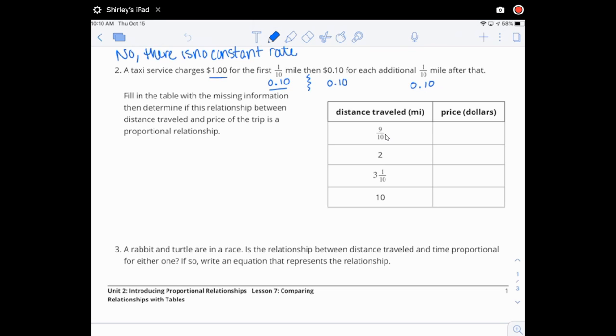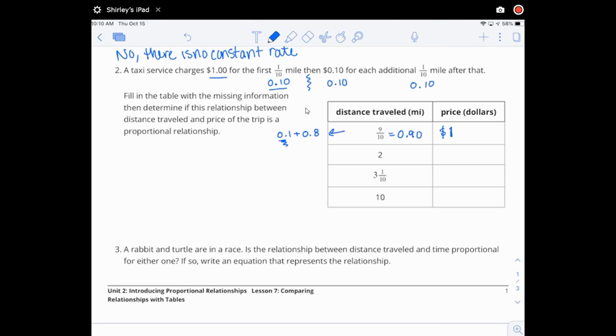So if I travel 9/10 of a mile, first I need to understand it as a decimal to make this make a little bit more sense to me. 9 divided by 10 gives me 0.9. So I charge $1 for the first tenth of a mile. So I have $1 for the first tenth of a mile. So let's break this apart. So I have 0.1 mile plus how many extra to get me up to 0.9? 0.8.